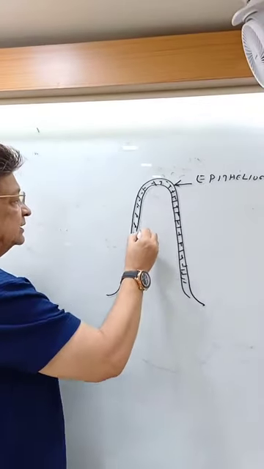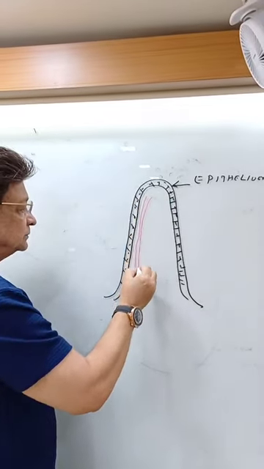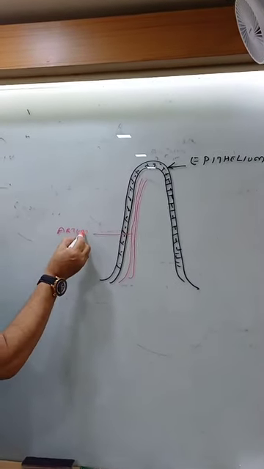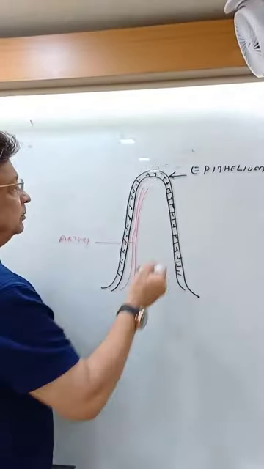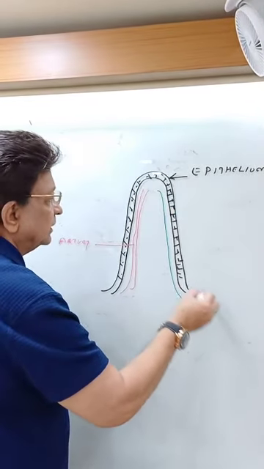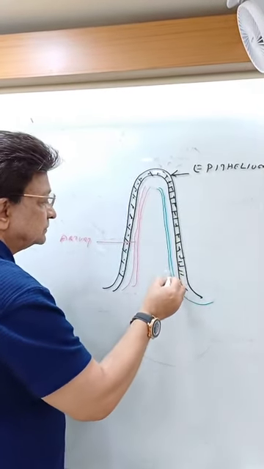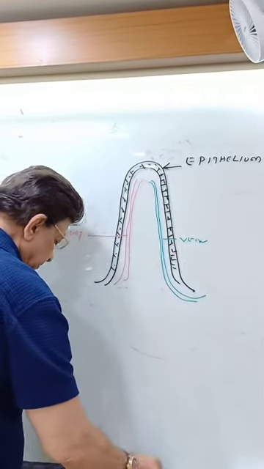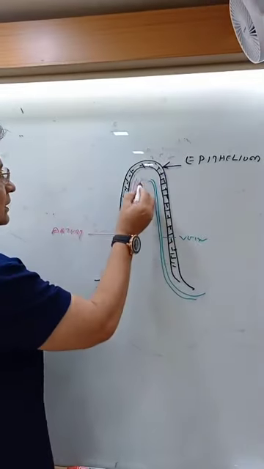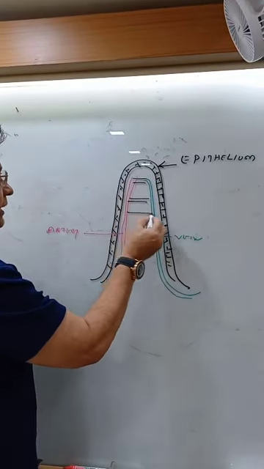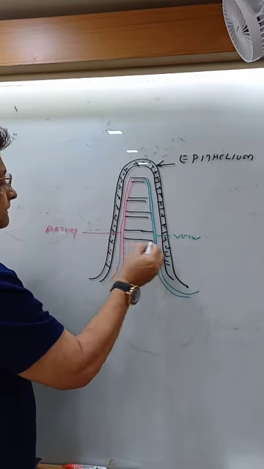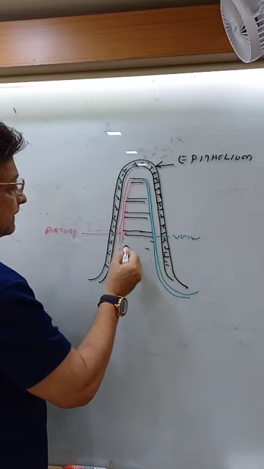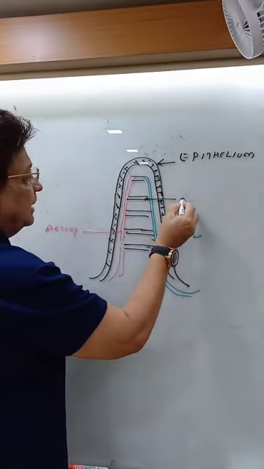From one side, into the villus enters an artery. From the other side, a blood vessel leaves, known as a vein. Between the artery and the vein, you have these structures joining the artery to the vein, known as capillaries.